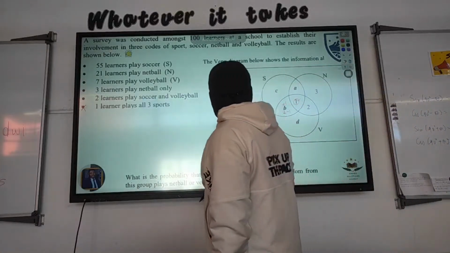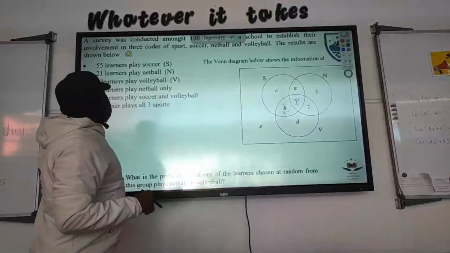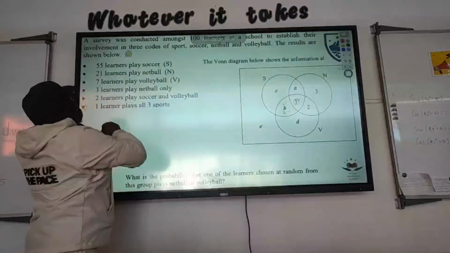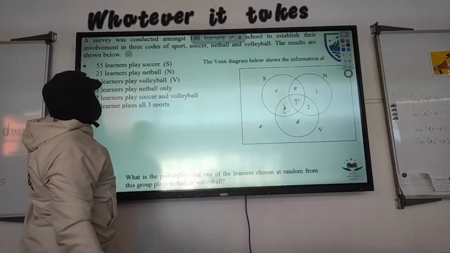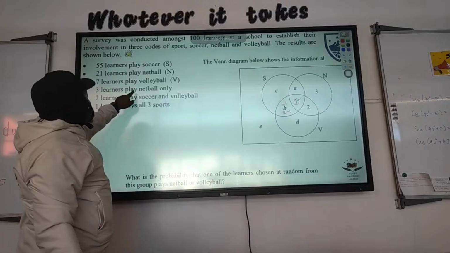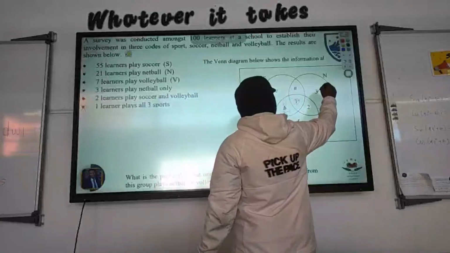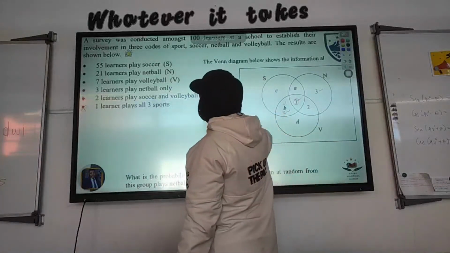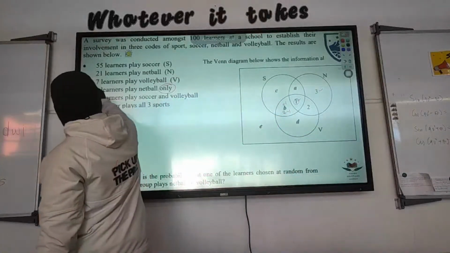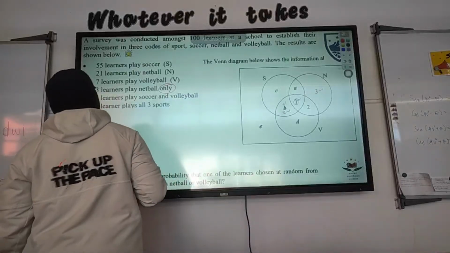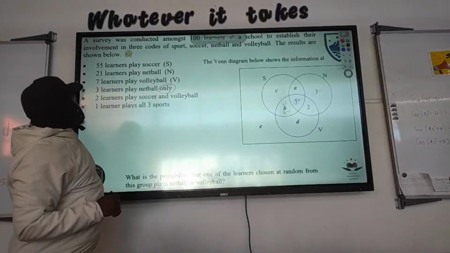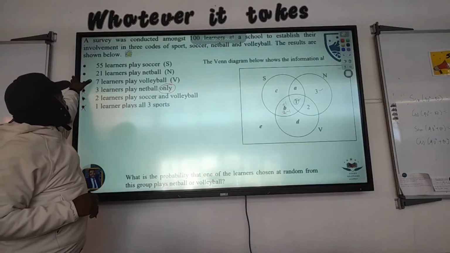And then this is done. Let's see for another intersection. We have 3 learners that play netball only. It will come as it is because they mentioned only in this regard. And then let's go to the third one.